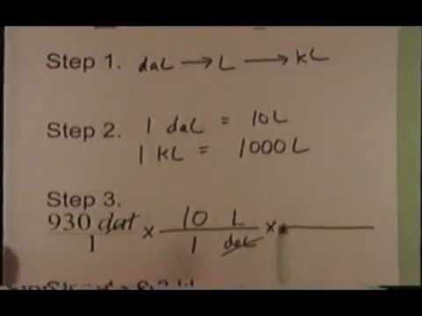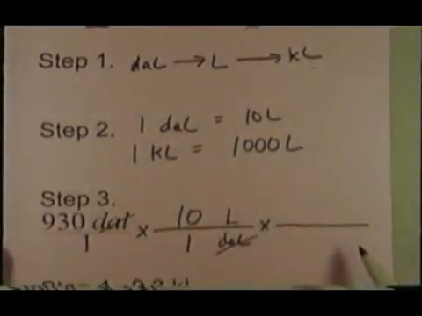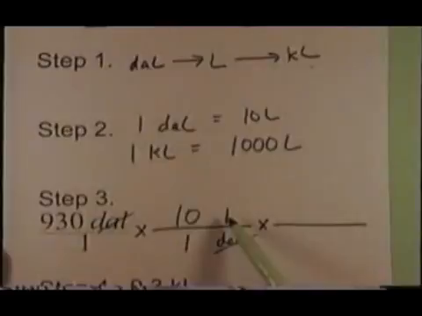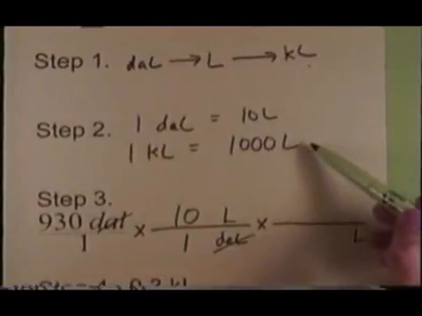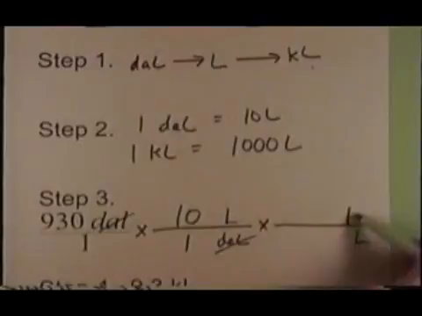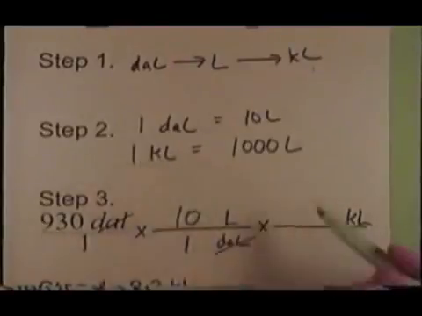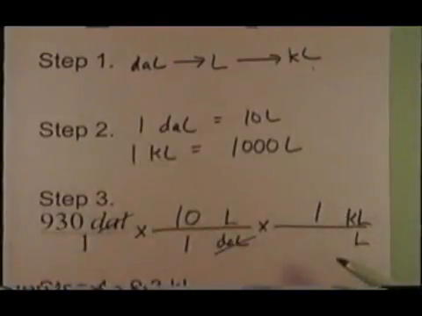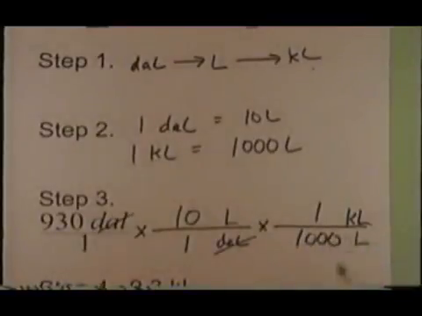But we're not where we want to be yet, because we want to be at kiloliters, so we need another step here. We need to eliminate the liters. So since liters are on top here, they need to be on the bottom here. And since we have a conversion fact, 1 kiloliter is equal to 1,000 liters, we will put kiloliters here. It's 1 kiloliter, so 1 goes on the top. And it's 1,000 liters, 1,000 goes on the bottom.